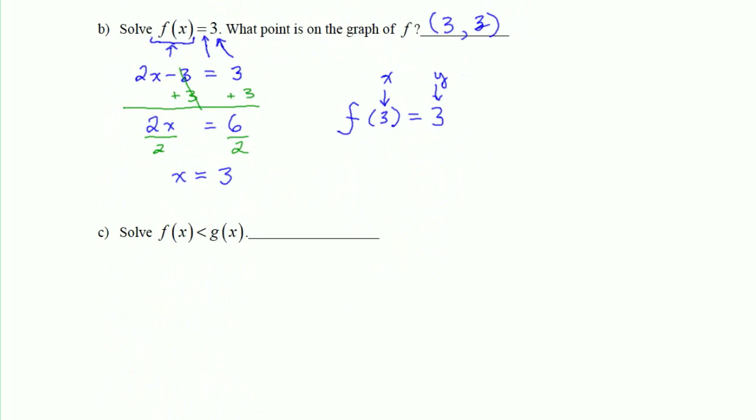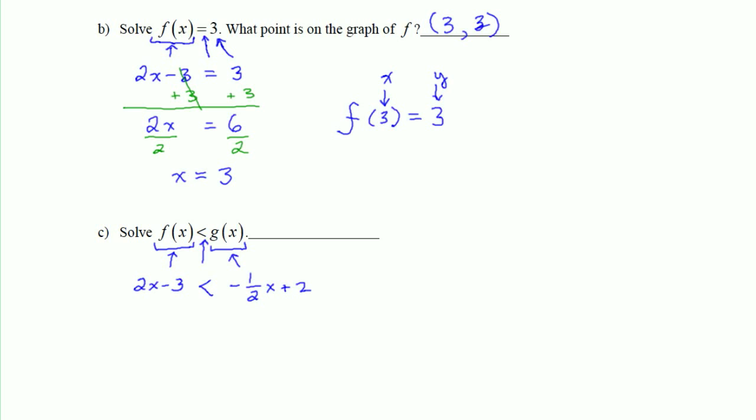Finally, I'm asked to solve the inequality f of x is less than g of x. And just like how I set up the equation in the previous example, I'm going to substitute into this inequality with the expressions that define the functions f and g. F of x, we decided, was the expression 2x minus 3, and g of x was negative 1/2 x plus 2. And then finally this inequality symbol is still a less than, so that I get a linear inequality now that I can solve.